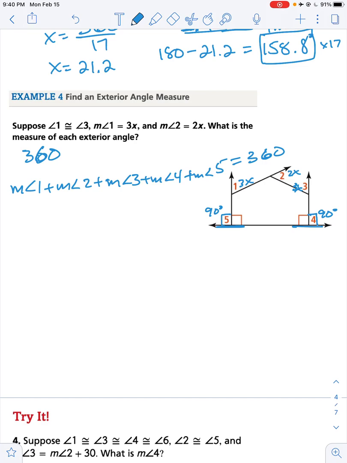So then all I'm going to do is replace that with what I know. Measure of angle 1, we were told is 3x, right? And the measure of angle 3 is congruent to that, so that one's also 3x. The measure of angle 2 is 2x, so I replace that one with 2x. The measure of angle 4 is 90 degrees. The measure of angle 5 is 90 degrees. And I know that's going to equal 360, I'm going to put it over here, because these are exterior angles.